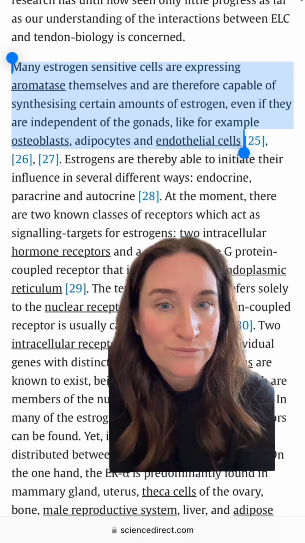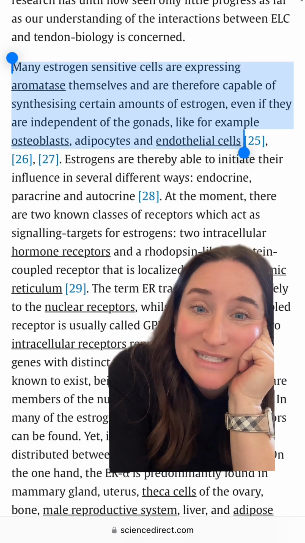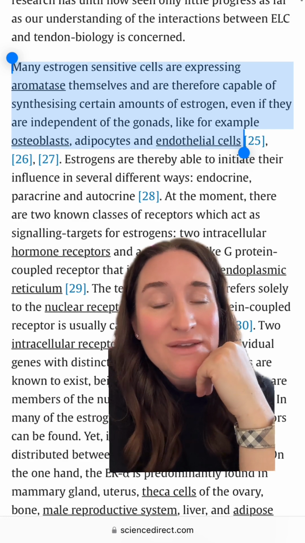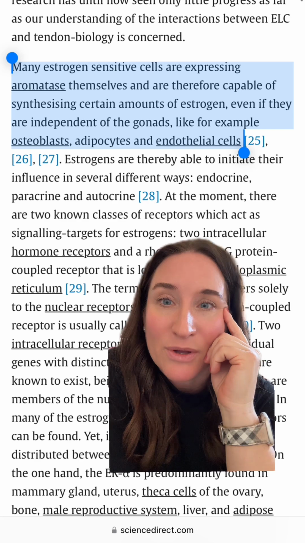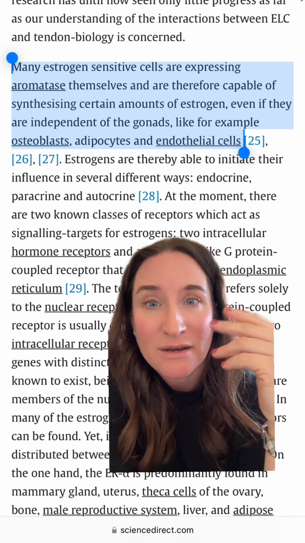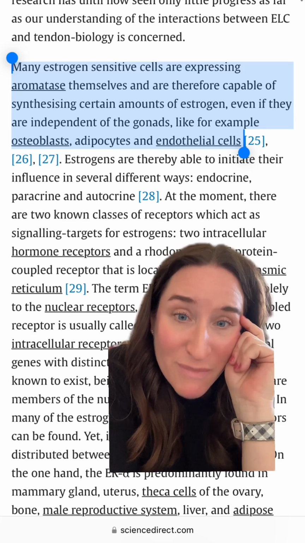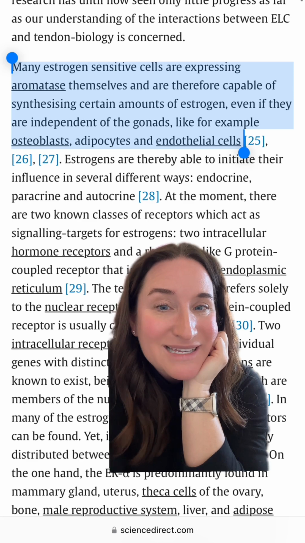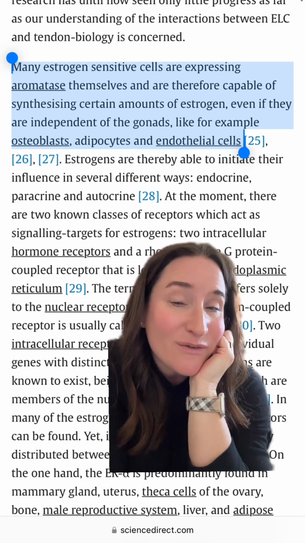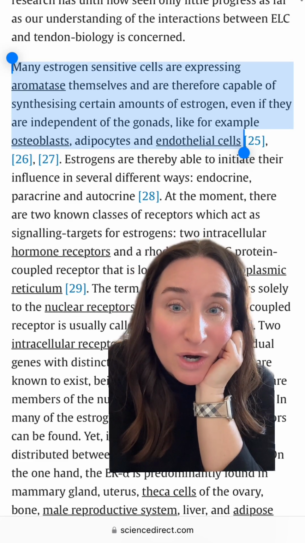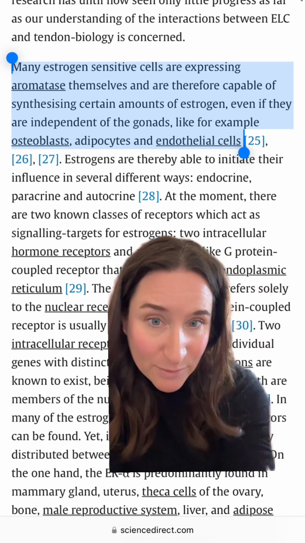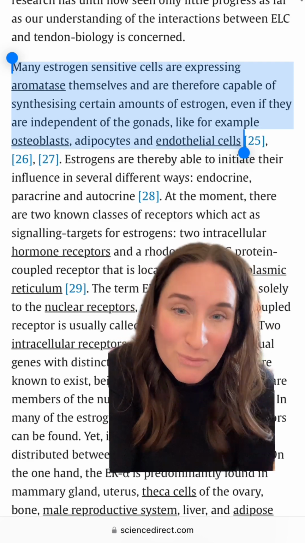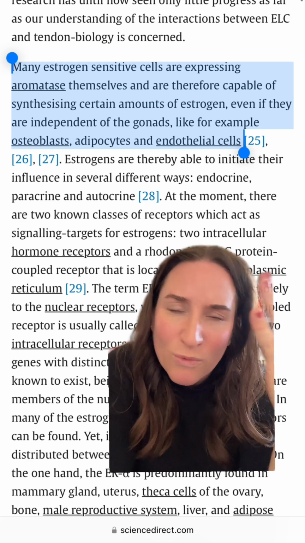by Liu et al. Many estrogen-sensitive cells express aromatase themselves and are therefore capable of synthesizing certain amounts of estrogen, even if they are independent of the gonads, like, for example, osteoblasts, which is bone, adipocytes, and endothelial cells. Remember, if you are a person who has had breast cancer, you are put on what? Aromatase inhibitors, which suck all the estrogen out of everywhere. And this is why joint pain happens when women are being treated for breast cancer and are on aromatase inhibitors. Just for the record, we should have thought about the fact that estrogen receptors are everywhere in the bones and tendons, because duh, we knew this. Why weren't we having that epiphany?